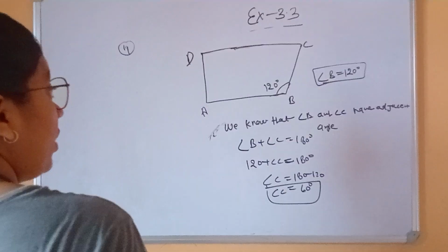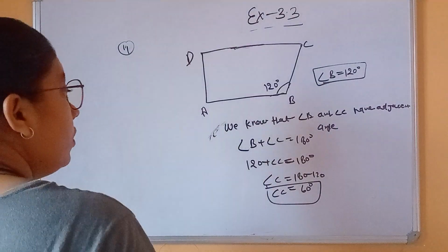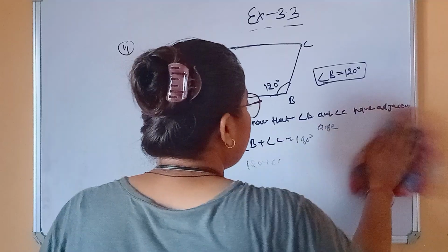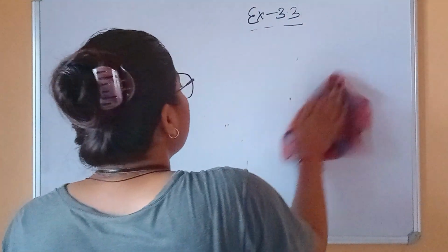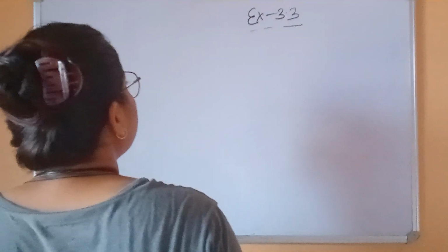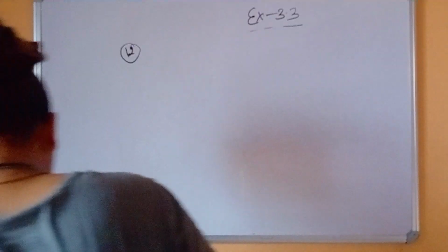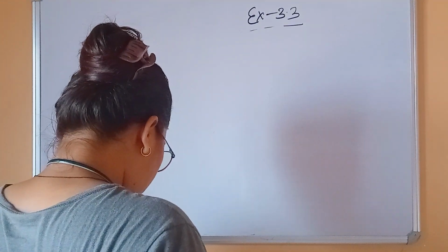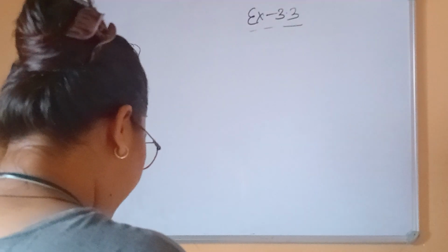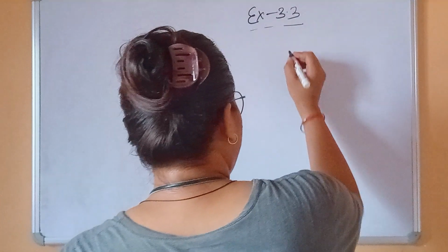So now we solve the next question, the 12th question. First you write. Twelfth question says: find the measure of angle P and angle S. SP is parallel to RQ. So first we make the figure. So given figure here.